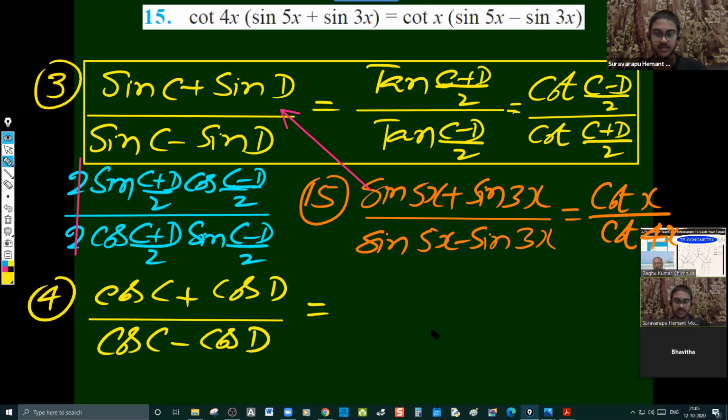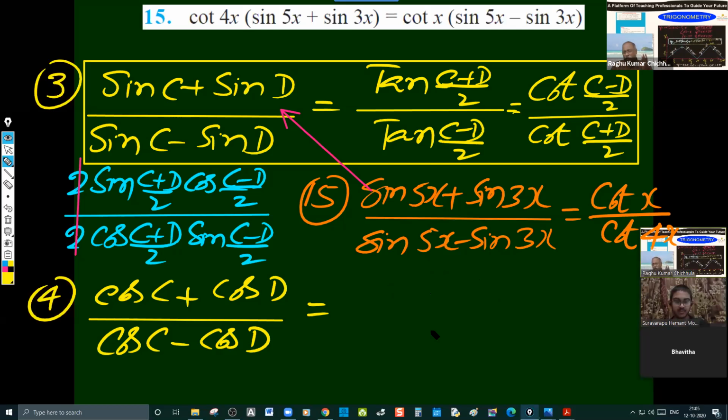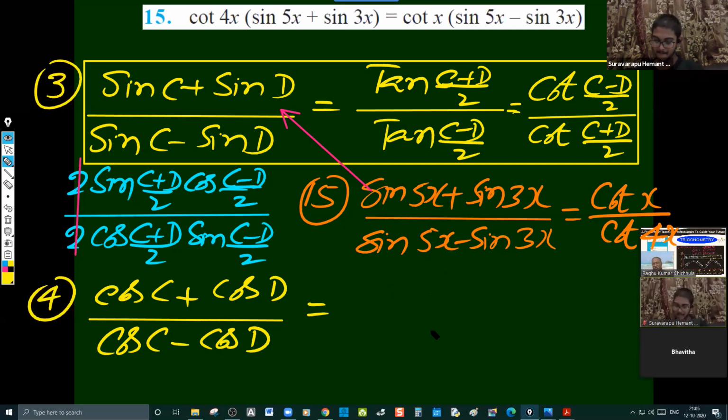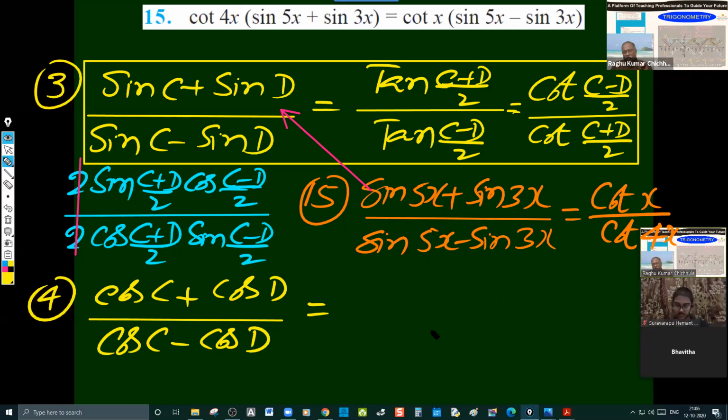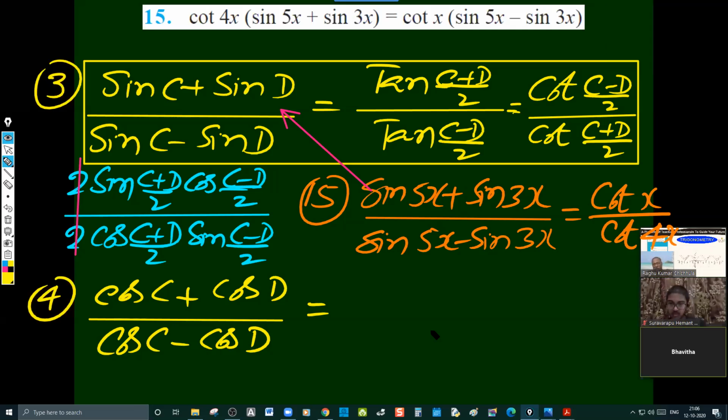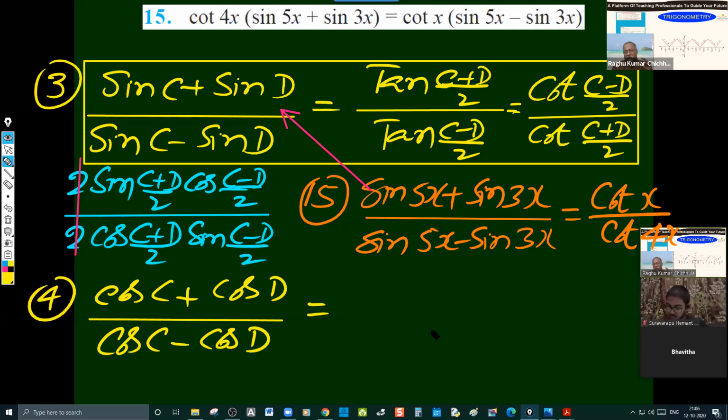2 sin (c plus d)/2... I'm not going to write the proof of it. You work out and tell me the result. Bhavita will be telling me in terms of tan, and Maurya will be telling me in terms of cot. Bhavita, you simplify and tell me. Okay, sir. Take your own time. Put it on the paper.